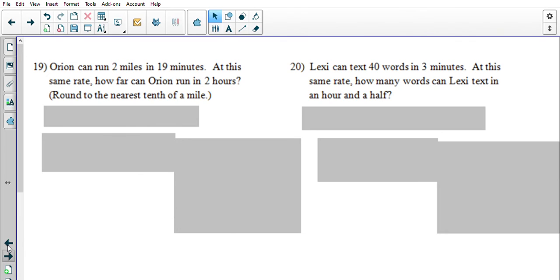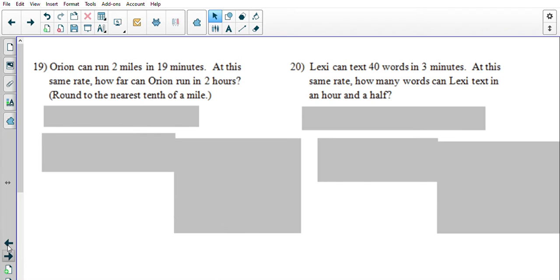All right, numbers 19 and 20, let's take a look at these. These are a little higher level as well, so I think they're really good questions for us. Number 19, Orion can run 2 miles in 19 minutes. At this same rate, how far can Orion run in 2 hours? Round to the nearest tenth of a mile, if needed.